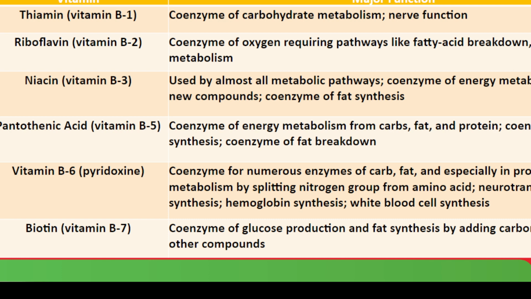Let's look at B6, and it's also a coenzyme, just like B5. It has numerous enzymes of carbohydrates, fats, and especially in protein metabolism, which is very important. It does that by splitting the nitrogen group from amino acids, and that is involved in neurotransmitter synthesis, hemoglobin, and then white blood cell synthesis. So we'll get to understand that so deeply upon taking some time to re-understand these processes, especially vitamin B6 and protein metabolism. You can get that clear concept that it's a cofactor, a coenzyme, sorry.